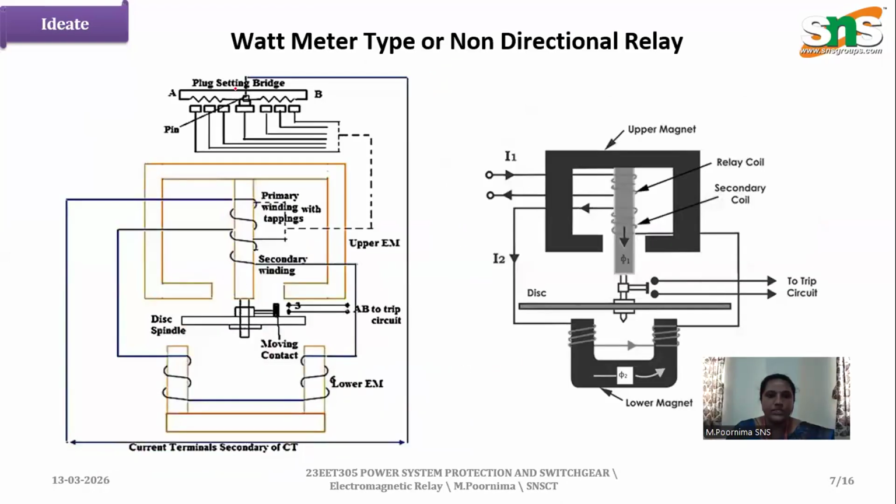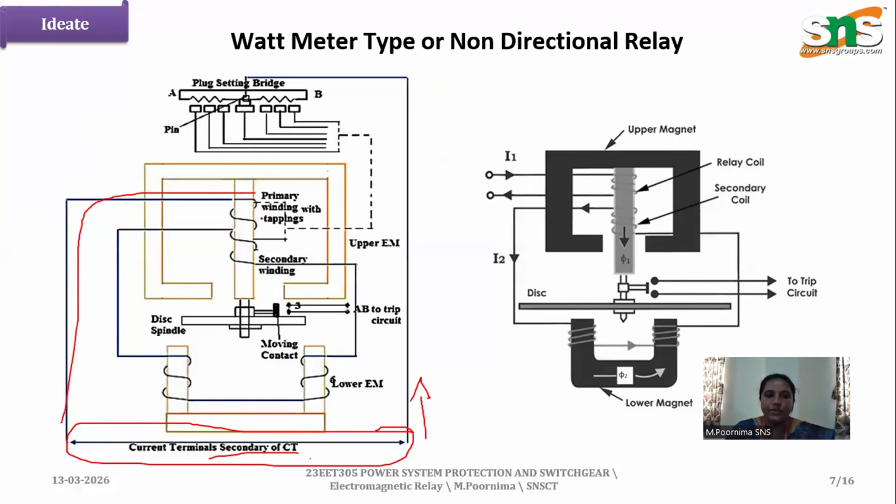See here what happens. The current terminals of the secondary: once overcurrent occurs, the current comes through the secondary terminal. Once the current comes, this gets energized.